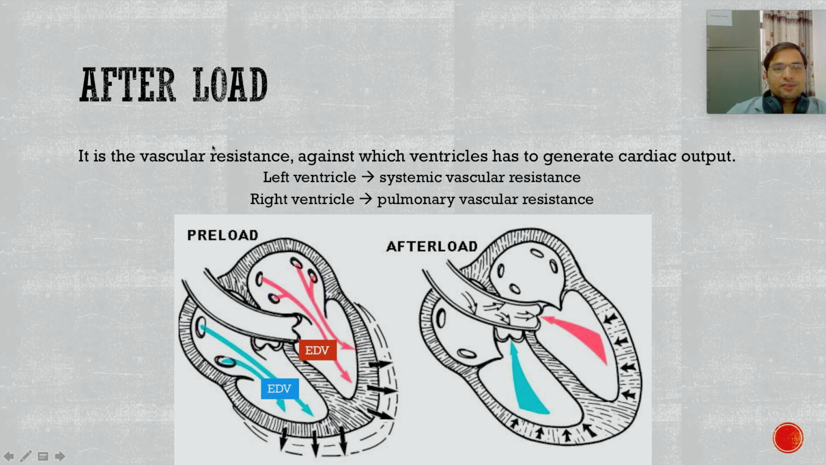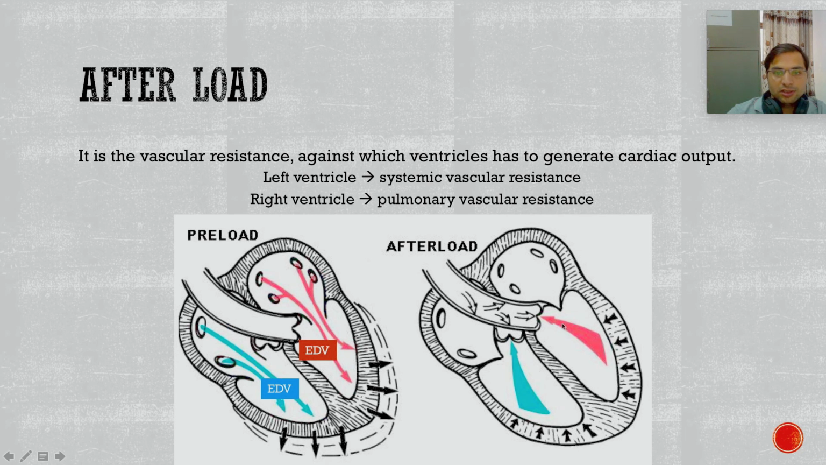Now the afterload. The afterload is the vascular resistance against which the ventricles have to generate the cardiac output, right? The blood from the ventricles has to be pushed into the aorta and into the pulmonary artery, right? The aorta and the pulmonary artery are offering resistance. They will not allow the blood to go into them because of the existing blood in them and the blood pressure of these blood vessels, right? These blood vessels also create a resistance.